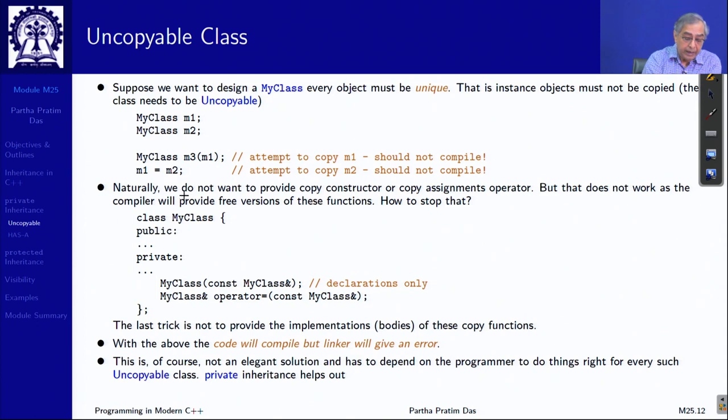So, in C++ terms, what I do not want is the copy constructor, and I do not want the copy assignment operator. So, what will I do? I will be silent, I will not provide them.